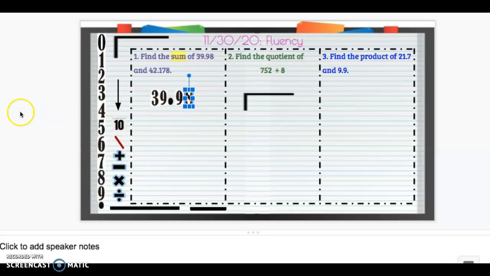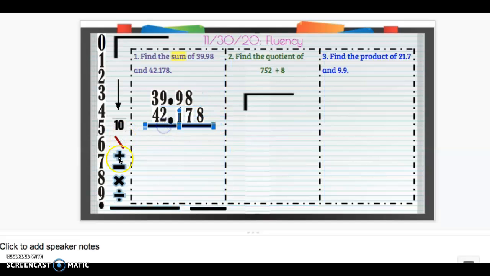So here's my first number, and then I'm going to add 42.178. So I put my decimal point lined up. The 2 is in the ones place. The 4 is in the tens place. So that goes under the 3. And then you have the 1 in the tenths place, the 7 in the hundredths place, and then the 8 in the thousandths place. They're lined up.